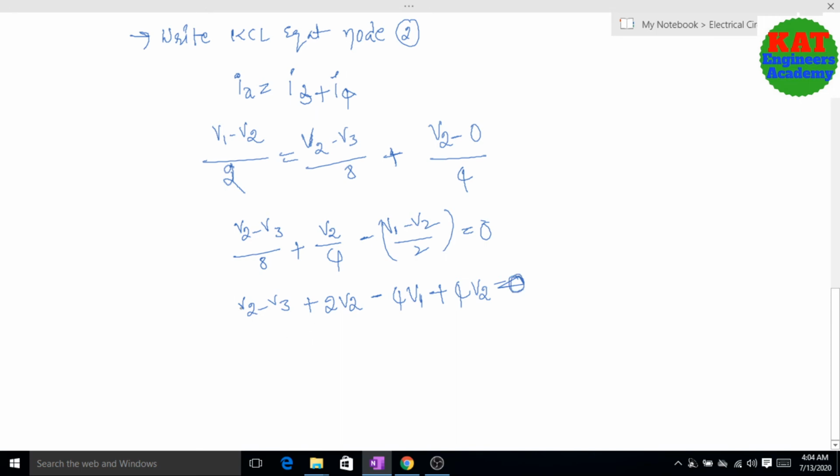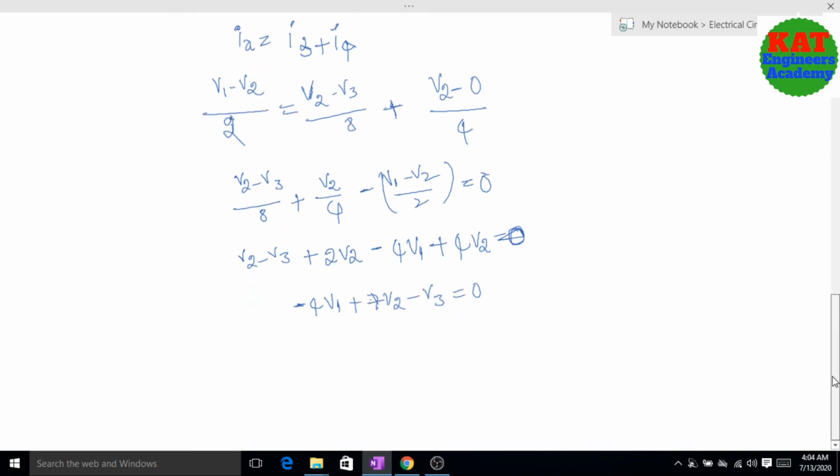So finally, here we are having V2, here we are having 2V2, and here 4V2, so altogether 7V2, and minus 4V1. So finally we will get minus 4V1 plus 7V2 minus V3 equal to 0. Okay, so this is the second equation. So at the second node, it is over. Next you go for the third.